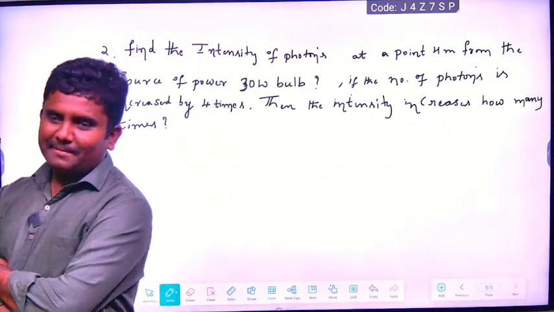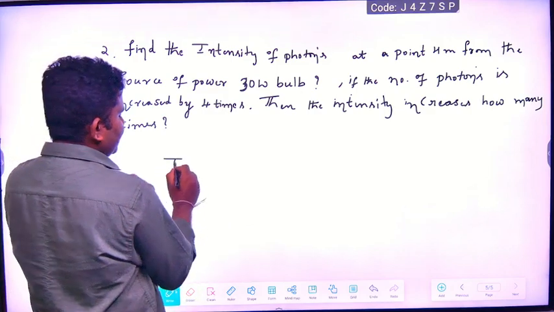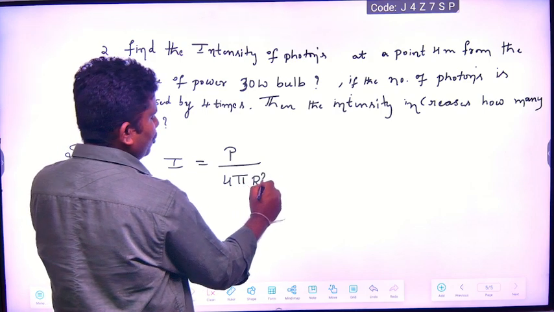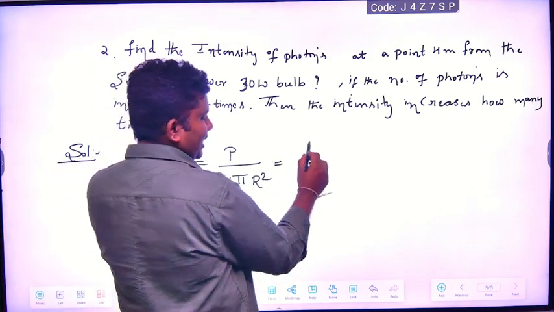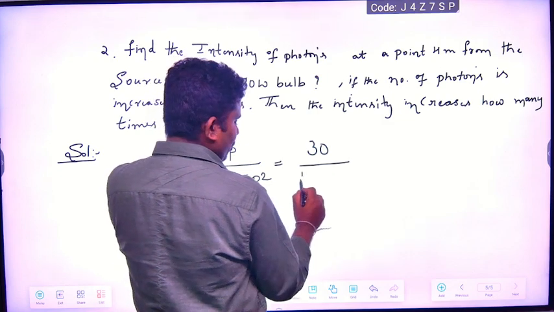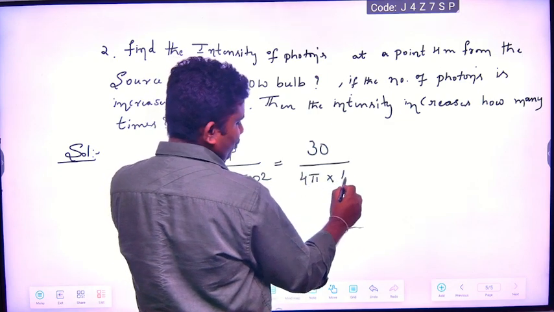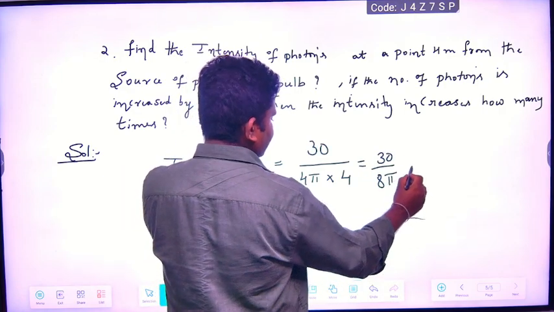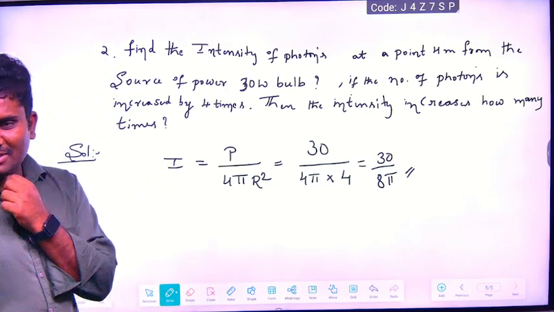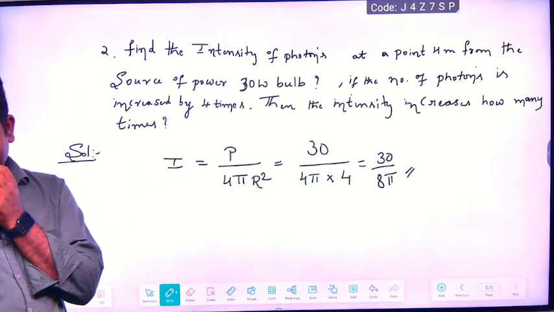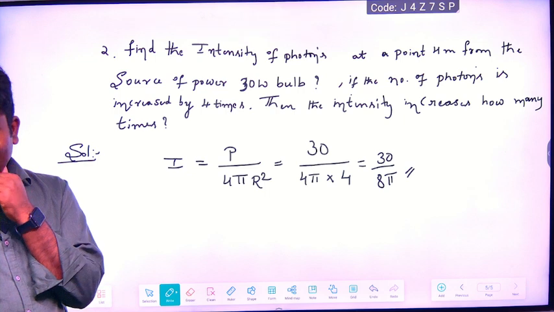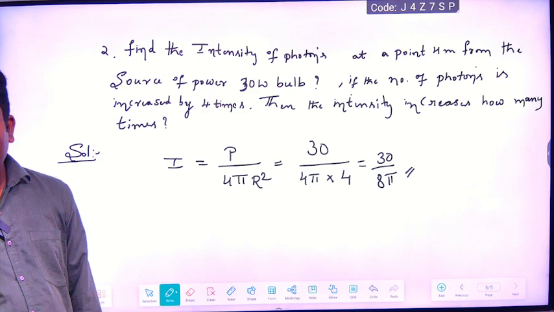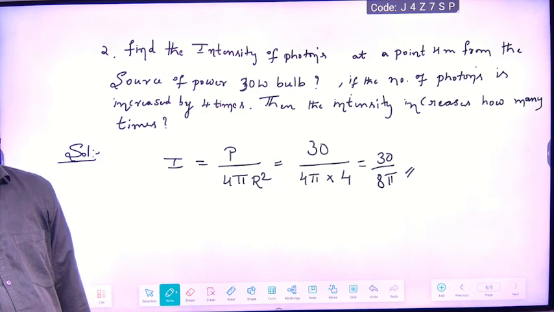What is the formula for intensity? Intensity is equal to P by 4 pi r square from the source. Power, how much is given? 30 watt divided by 4 pi. What is the radius? Distance? 4 meter. So 30 divided by 4 pi into 4 square. What is the intensity unit? Luminous intensity unit is what? Candela.